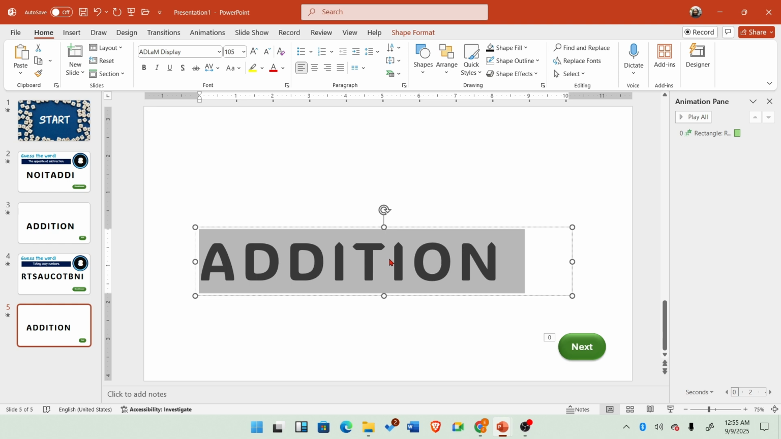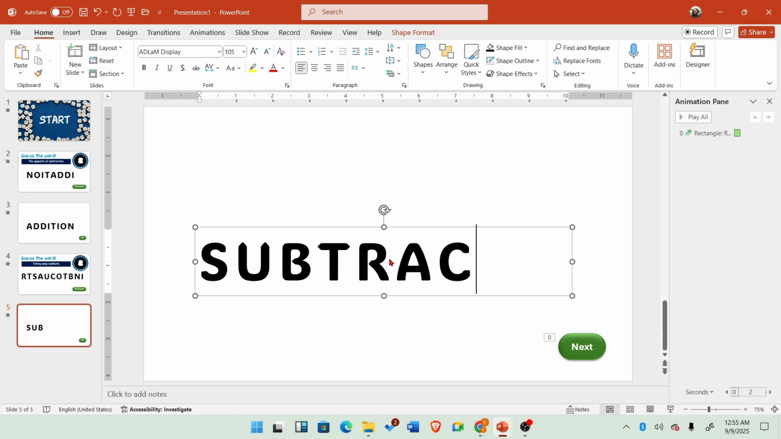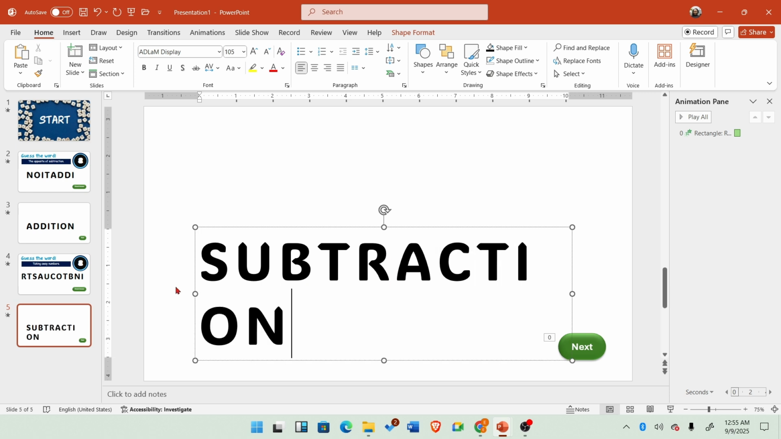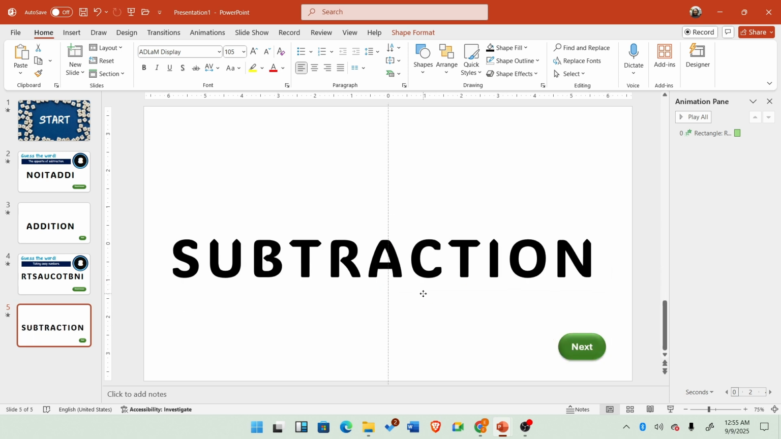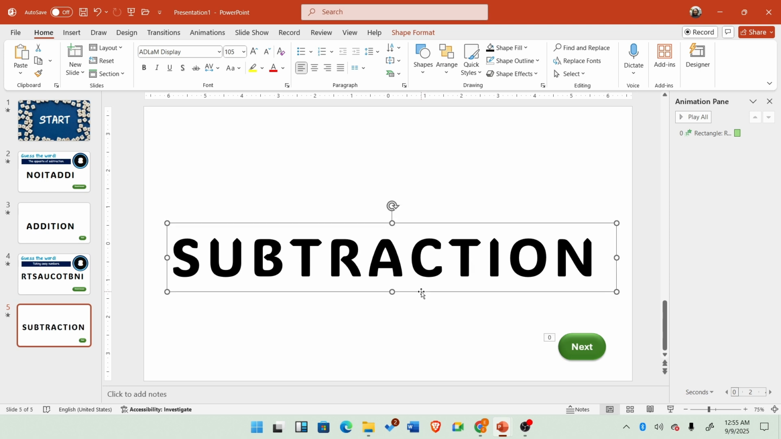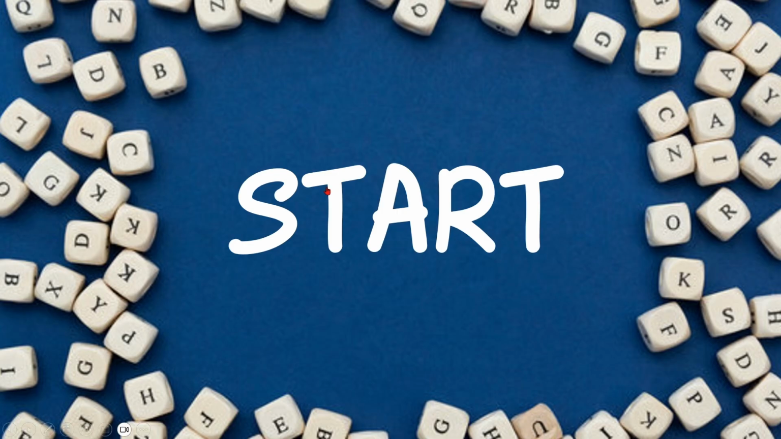Okay, and then I'm going to type subtraction. Okay, so let's just stretch it to fit in and move it to where we want it to be. Okay, good. So we have this, and now we will check what's going to happen when we play this on slideshow. Let's see what's going to happen. Okay, slideshow from beginning.